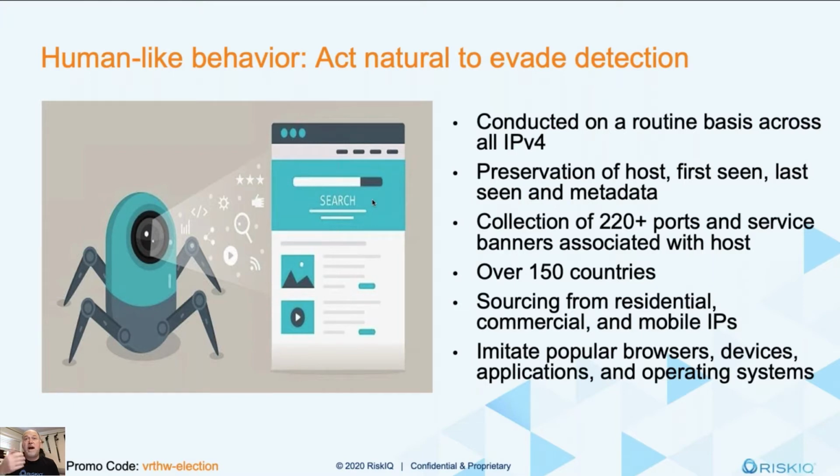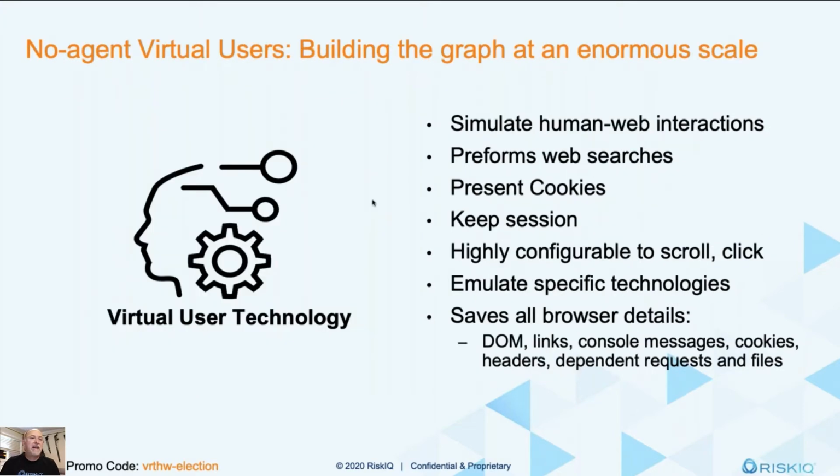Now, we go from 150 countries and we source from residential, commercial, and mobile IP space, and we imitate every popular browser. And you're thinking, well, why are you doing that? Why is that necessary? Well, we want to act like a real user. So we want to act like the intended victim. So I always tell people, we try to act like your parents on the internet. You know, we click on the free iPhone. We do all those types of things because we want to see what happens.